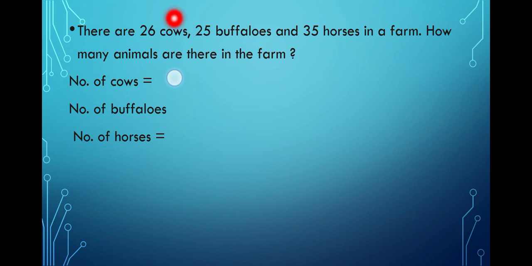Okay, these are cows, buffaloes and horses. So when you add all these 3 things, it will be more, yes or no? So when it is going to be more, you have to what? You have to add the things.